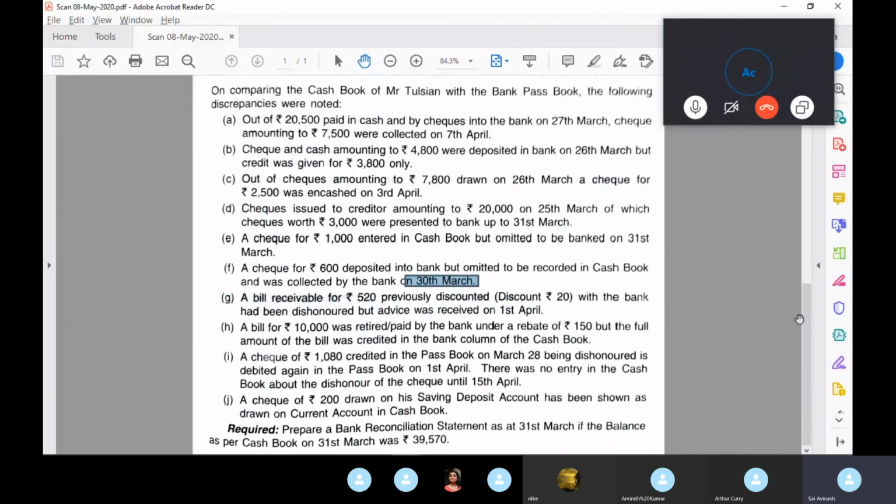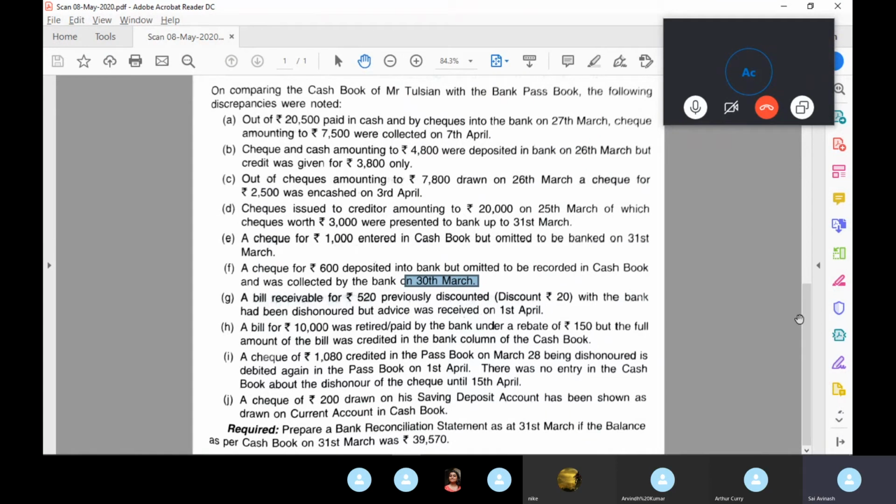G. A bill receivable for rupees 520, previously discounted, which means that I have received 500 from the bank earlier, but the bill has been dishonored, right? The bill has been dishonored, and the advice was received on 1st April.